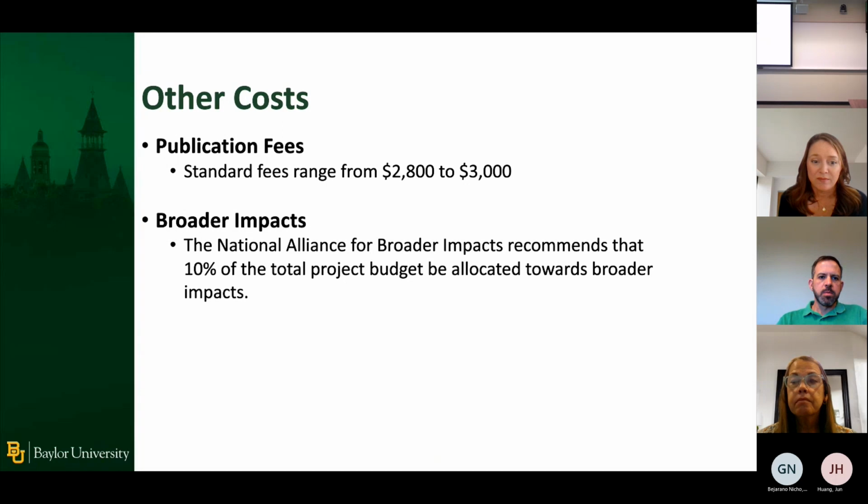Yes, for sure. It's not something to just leave until the end and write one sentence about. It's a major proposal component that you don't want to overlook or wait until the end to address. And then right after the first of the year, we will have another one of these postdoc workshops focused on broader impacts. So it'll be in January.